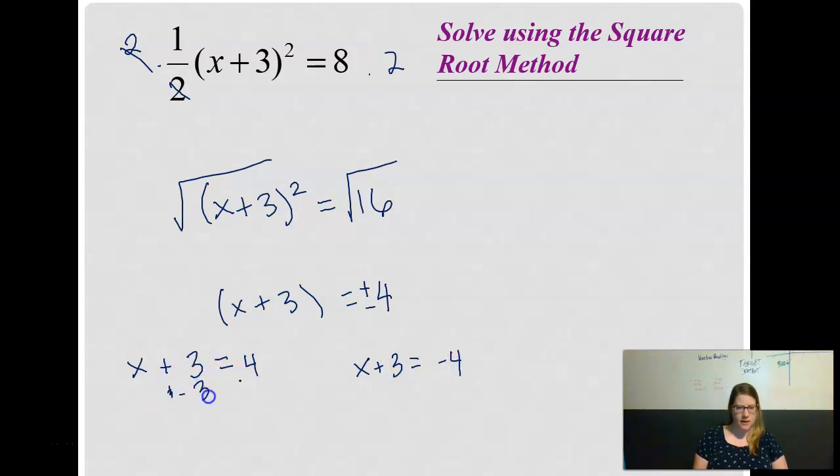Oops, we want to subtract 3 from both sides here, so x would be equal to 1. And subtract 3 here, so x is equal to negative 7. So on that one, it's definitely a good idea to break it into 2 different equations because we can actually add 4 and negative 3, or negative 4 and negative 3. We get 2 different answers.